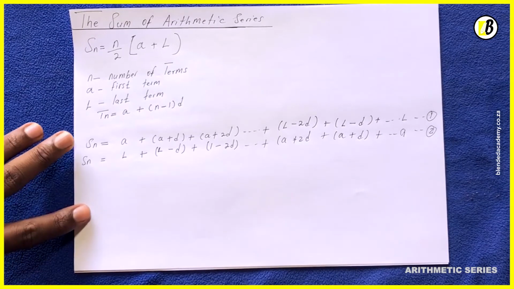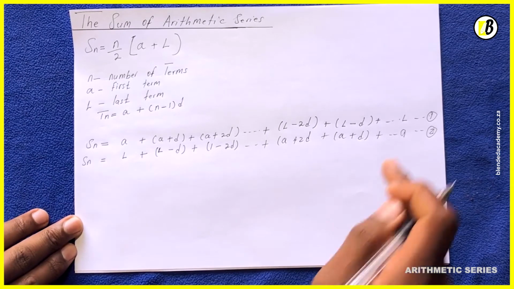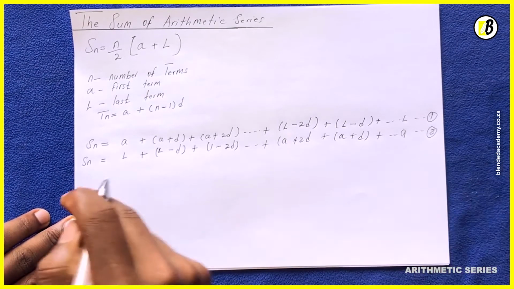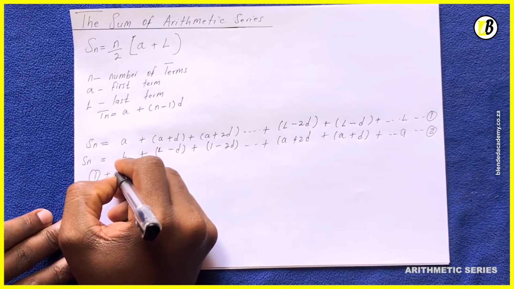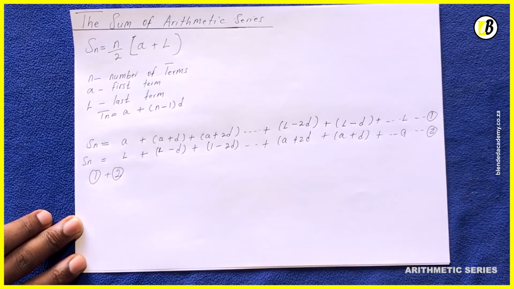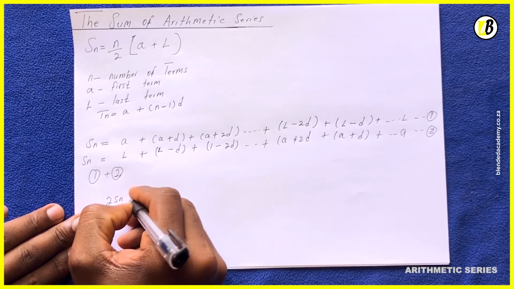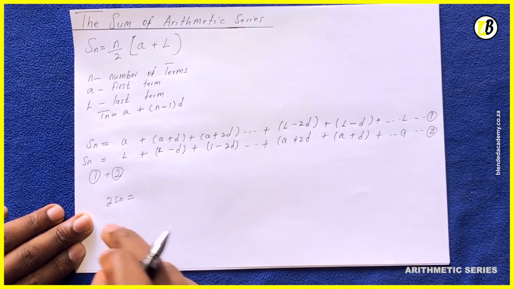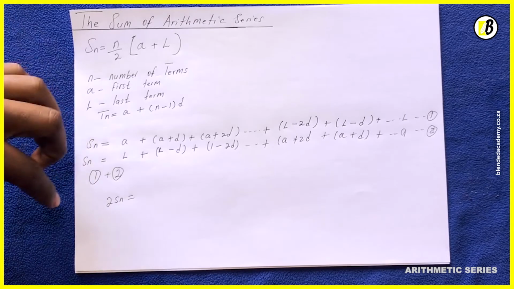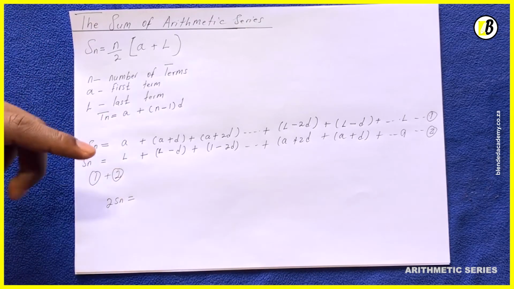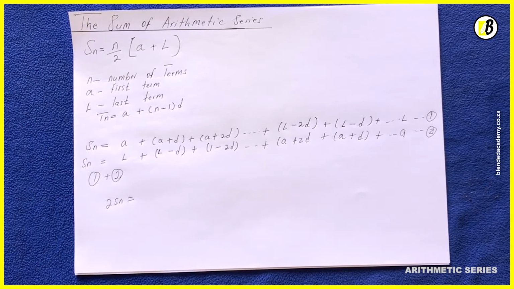Now, what we need to do here, we need to add these two equations, right? If we add equation 1 with equation 2, what are we going to have? On this side, we're going to have 2Sn. Why do we have 2Sn? You know, when you add x plus x, what do you get? You get 2x, right? Now that these are variables on their own, you add Sn plus Sn, you're going to get 2Sn, right?